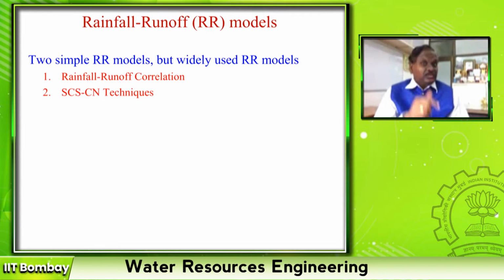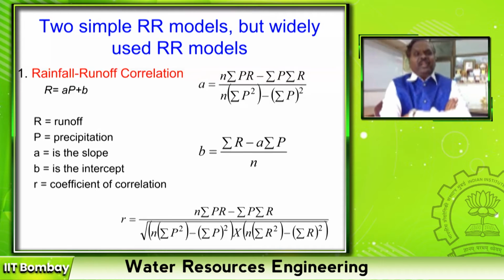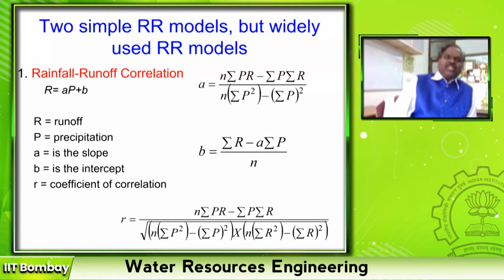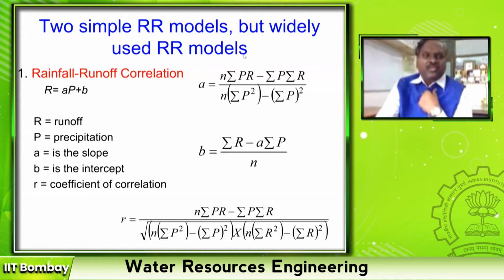But two basic models are, one is correlation, as I said, right? Correlation, I think everybody knows. Developing a relationship between rainfall and the runoff. Even our English formula, the English and de Souza formula, is also based on this. R is equal to AP plus B. Right? I think you know how to estimate the coefficients A and B.